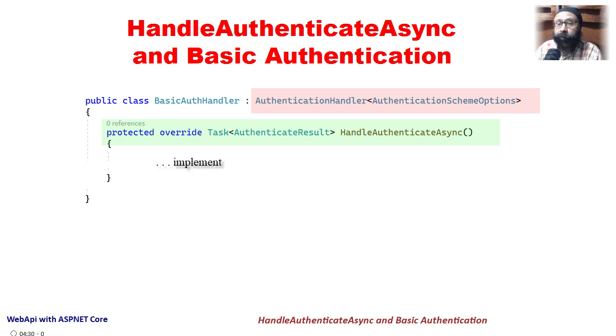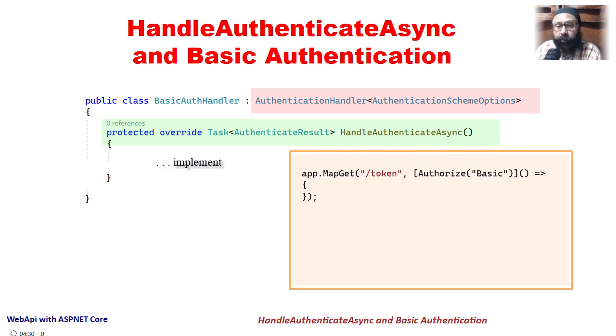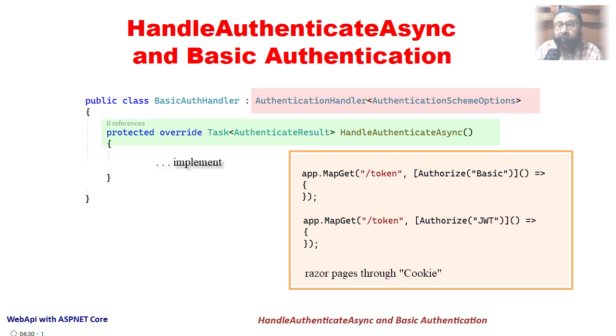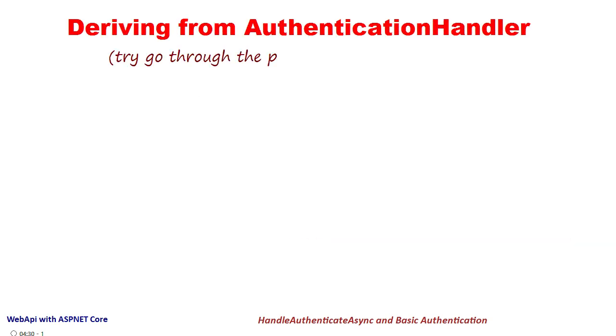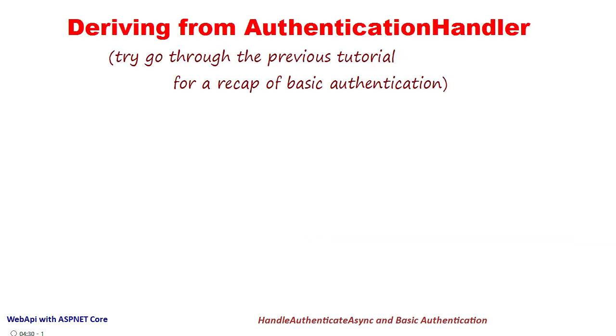For example, you might want one web API to be authorized through basic authentication and another one through a JWT based authentication, and yet you might want your Razor pages through a cookie based authentication. In this tutorial, we shall implement the basic authentication scheme that we have done in the previous tutorial.